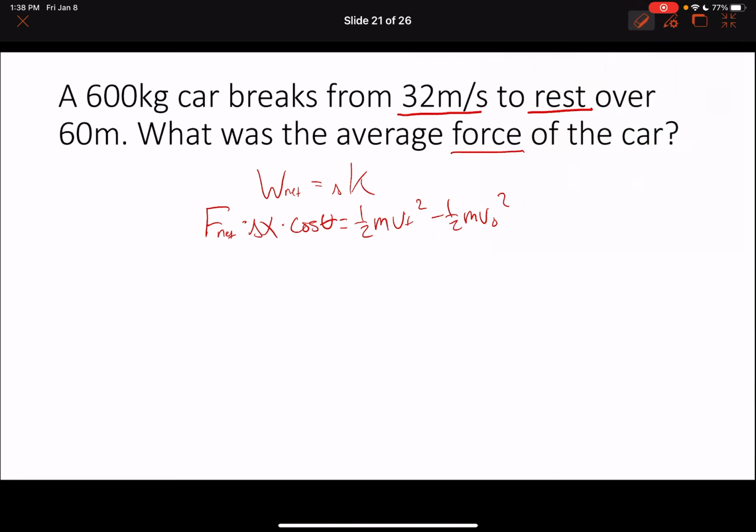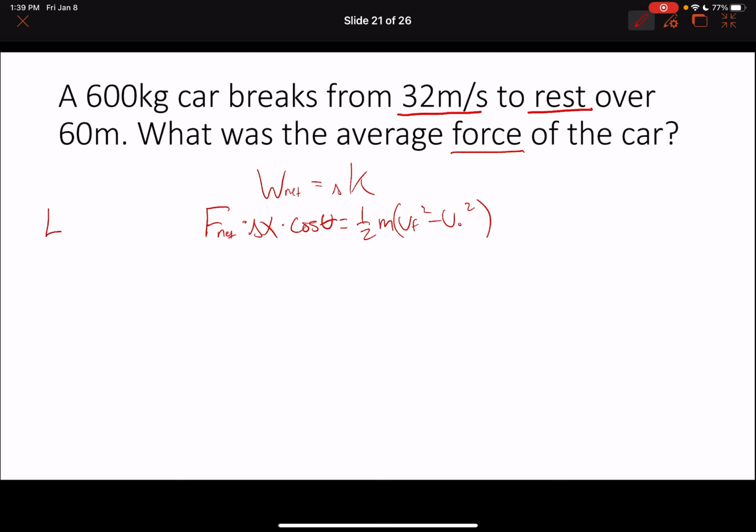I think the last slide I wrote a different version of it, essentially a grouped version of it. So we'll go ahead and use the one I wrote, m times v final squared minus v initial squared. This one also works. Okay, we're looking for the force, so we're looking for the net force. We're looking for F net in this case.